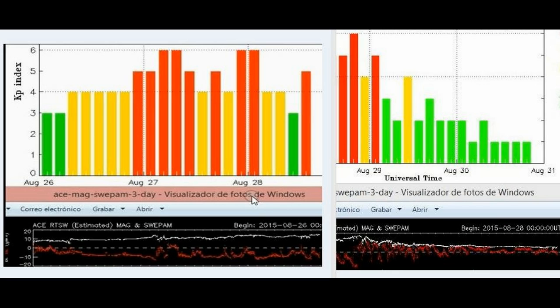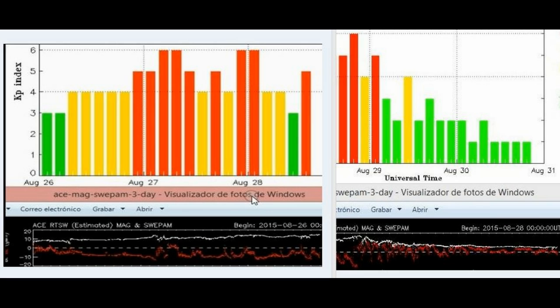You can see on the left-hand side, it's hanging around 0, and we're in green. KP is 3, everything's fine. Then as the BZ starts to go south, the KP goes to 4, and then as it reaches its most negative point, looks like it's below -10, we are in a geomagnetic storm.